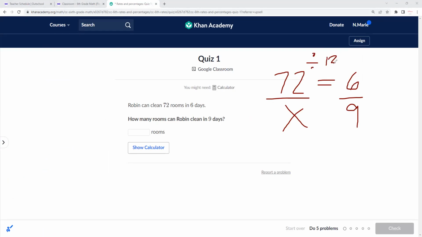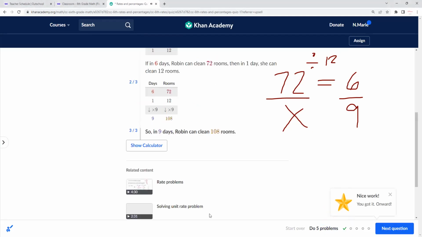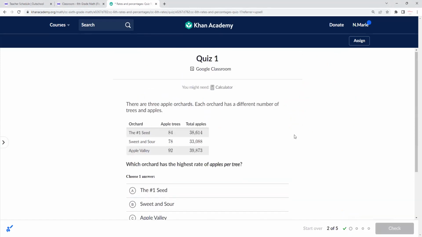You can use a calculator. There's even one here. Not the greatest calculator, but there's one if you need it on Khan Academy. 6 times 12 is 72. So then 9 times 12 is the number of rooms. 9 times 12 is 108. That's how you would do these ones. Khan Academy may do it a different way, but for me, I just like setting up proportions. It makes it easier.